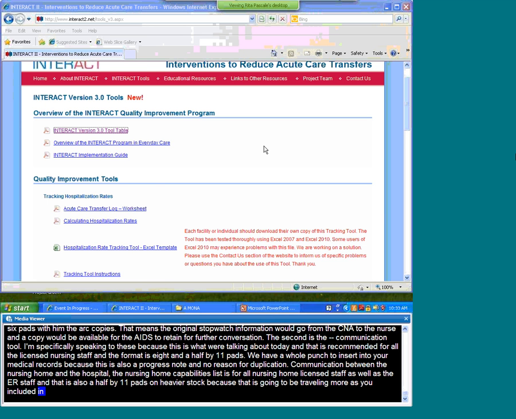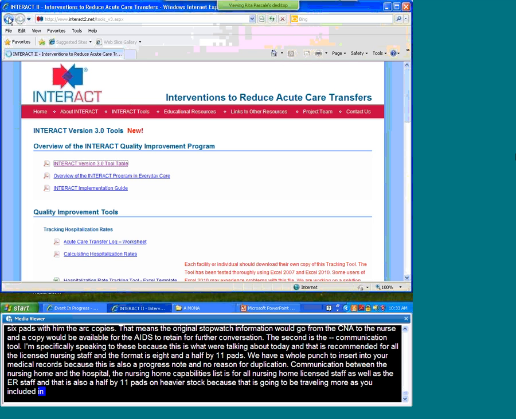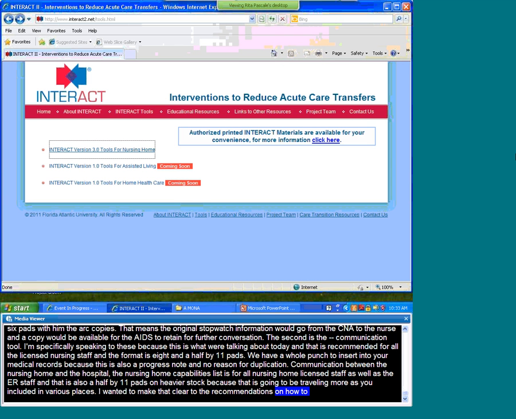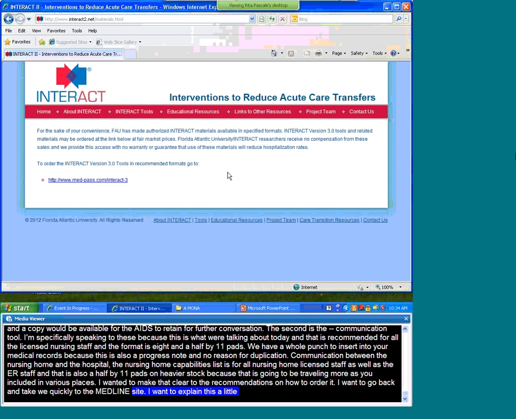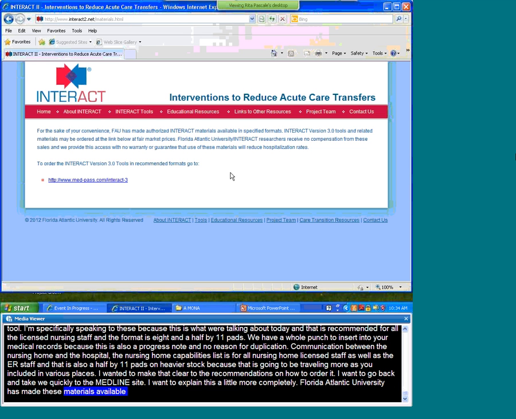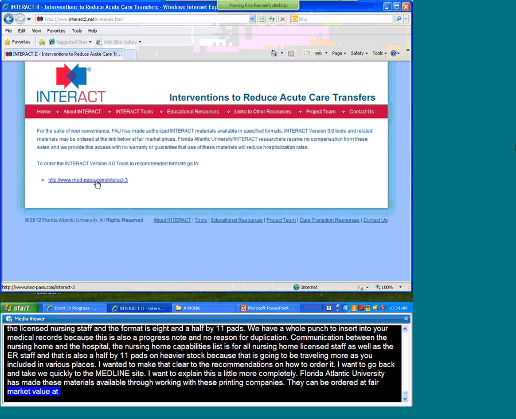And now, while we're on the concept of ordering the material, I want to take you quickly to the Medline site. So this is where you would click. I want to explain this a little more completely: Florida Atlantic University has made these materials available in specified format, working with these printing companies, and they can be ordered at fair market value at this link right here. There's no compensation either to Interact or to Florida Atlantic University. They just did this for the convenience of providers.